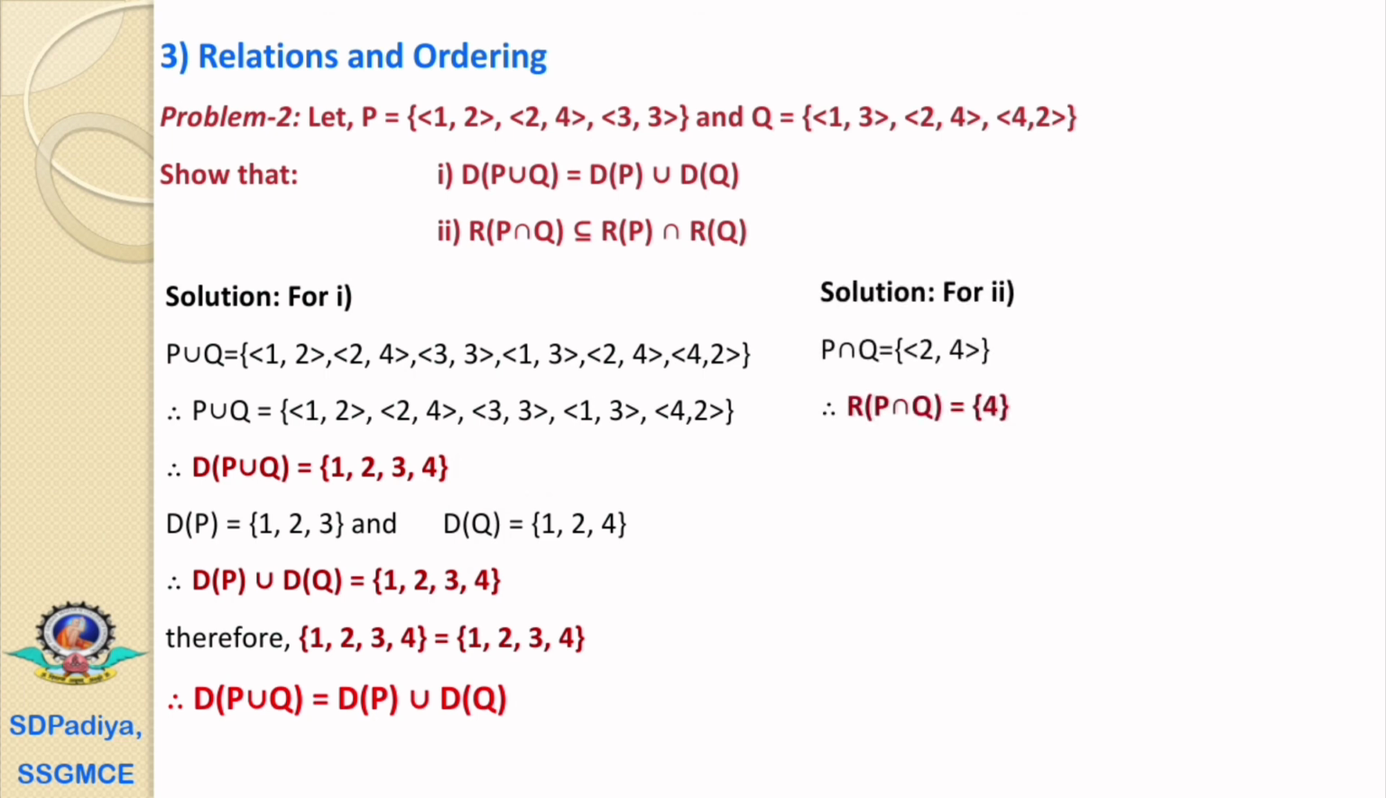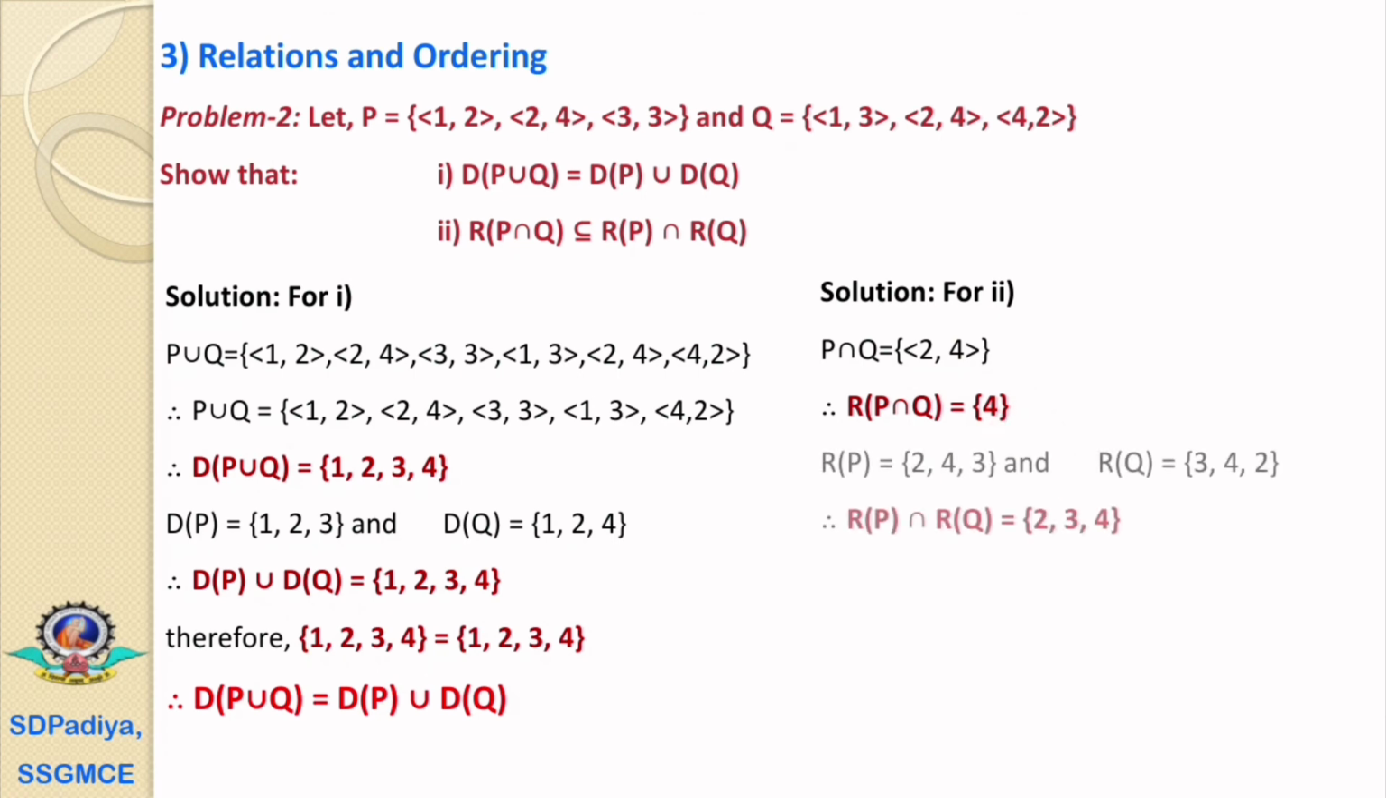Now, for the second, we have to find out the range of P intersection Q. That's why first we will find out P intersection Q. Now, P intersection Q means similar ordered pairs in the set P and in the set Q. If we look at the set P and set Q, then we can conclude that there is only one same ordered pair, and it is the ordered pair (2, 4). Now, if we find out the range of P intersection Q, that is the second element of the ordered pair, then it will be the set of only one element, 4.